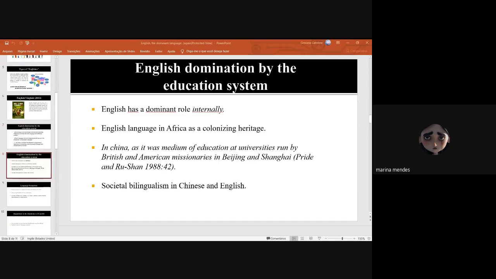So in China, the English domination, as it was a medium of education at the universities run by British and American missionaries in Beijing and Shanghai. The bilingualism in China was made from the need for international communication among themselves, and with the purpose of facilitating the learning of the language. So guys, this is my part. Thank you for your attention.